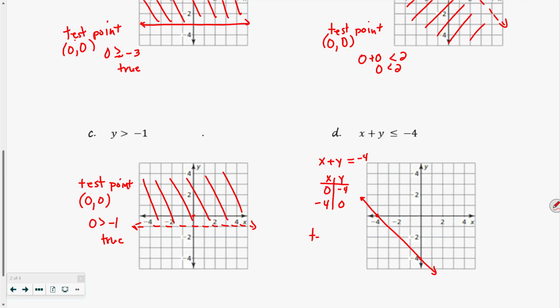My test point is 0, 0. So I'm going to plug that into my equation. So I have 0 plus 0 is less than or equal to -4, or 0 is less than or equal to -4, which is false. Okay, that's false. So because 0, 0 gave me a false statement, I am going to shade on the opposite side of the line from 0, 0, indicating that all the points on the other side of the line are solutions to the equation.